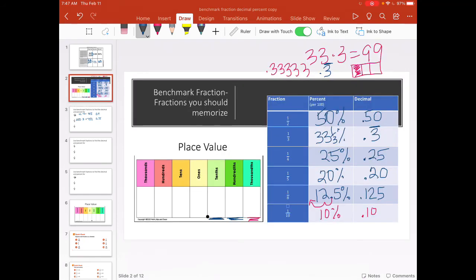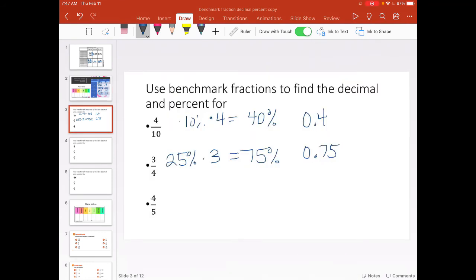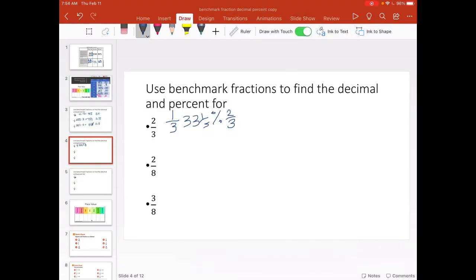Well, let's look back. 1/5 was 20%. We now have 4/5. So 20%, that was 1/5, times 4 is 80%. We write that as a decimal. It would be 80 hundredths or 8 tenths. Either way is fine. All right, let's do a few more.